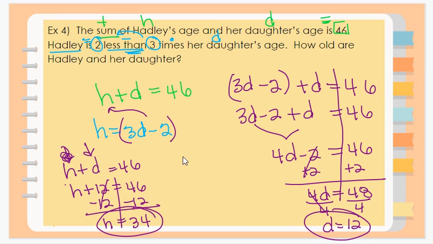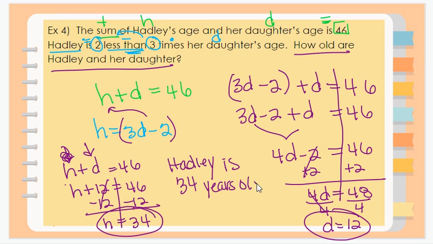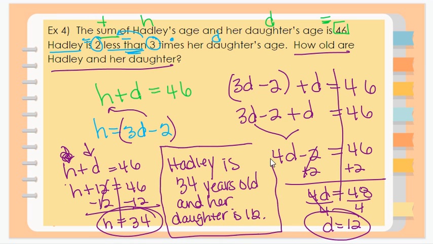Now we have all our info to solve our problem. Go back to your last sentence. How old are Hadley and her daughter? Hadley is 34 years old and her daughter is 12 years old. And of course, you want to make sure you answer word problems with complete sentences. So Hadley's 34 and her daughter is 12.